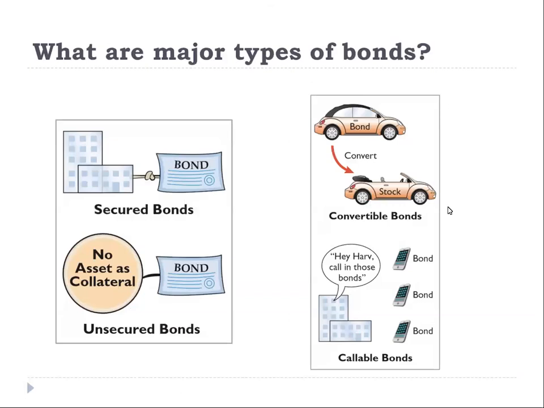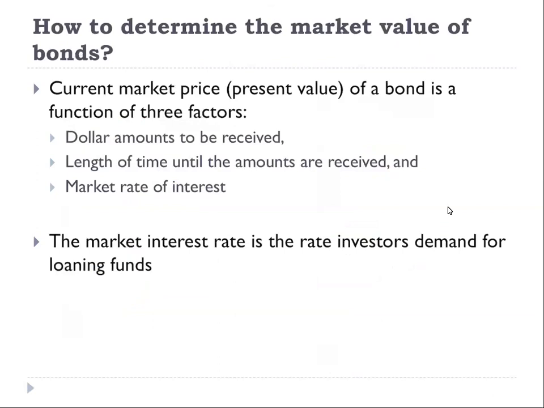And what are the major types of bonds? A bond can either be secured or unsecured. It may have a collateral or it may not. A bond can also be a convertible bond, which means that it can be converted into stocks. It can also be a callable bond. The firm which issued the bond can call it back before the maturity of the bond. So those are the major types of bonds.